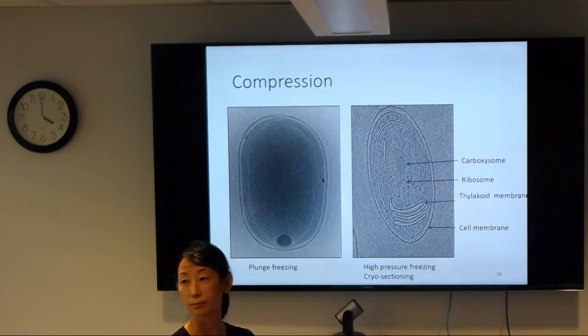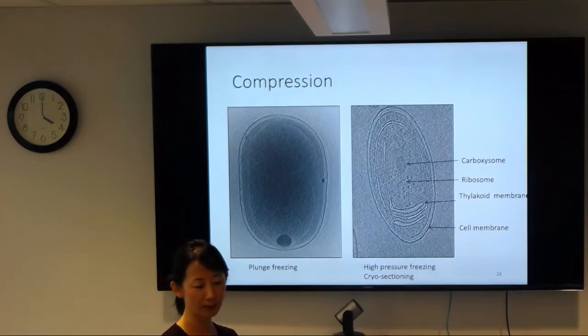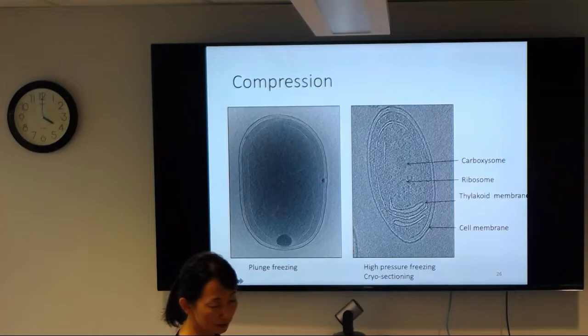How much damage is done at the protein level, do you think? So people think you can do subtomogram averaging on ribosome, right? I've seen several published papers. It seems like ribosome is very resistant to the compression or the artifact. I haven't seen people do subtomogram averaging on other protein complexes. But just look at the carboxysome, look at the shape.